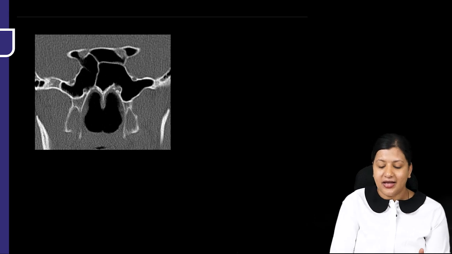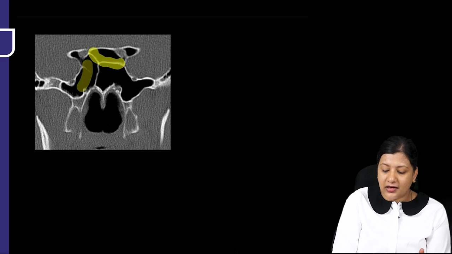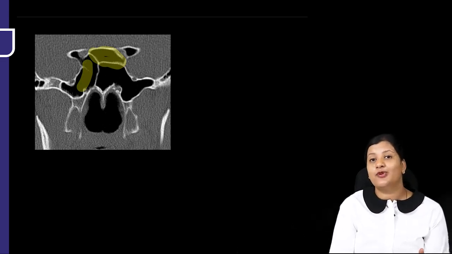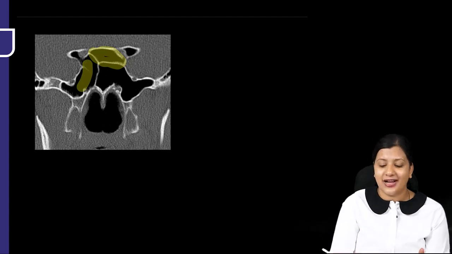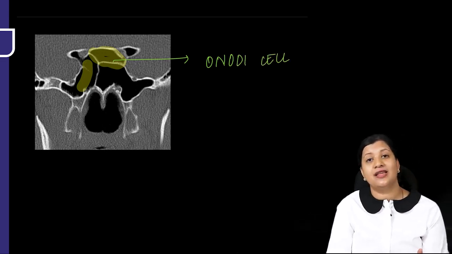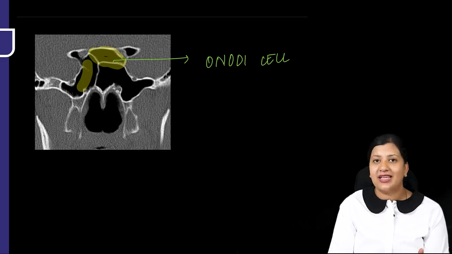Now let us see one normal anatomical variation. This is your sphenoid sinus. But do you see here there is encroachment of the posterior ethmoidal cell into the sphenoid sinus? Yes, so when we have the posterior ethmoidal cell extending into the sphenoid sinus, we call such a cell an Onodi cell. So what is an Onodi cell? It is the extension of the posterior ethmoidal cell into the sphenoid sinus.